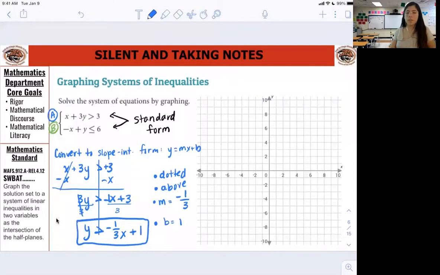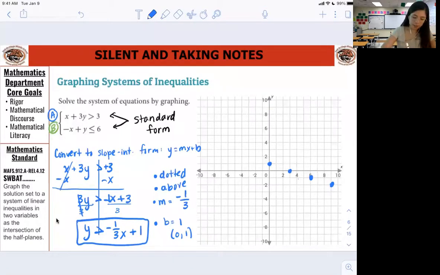Where am I putting my first dot? Positive 1. Specifically 0, comma 1, at my y-intercept. So I started there. Then my slope tells me where to go. So can anyone tell me where am I going next? Down 1 and 3 to the right. Right. Good. 1 down, 3 to the right, and I'll do it one more time. 1 down, 3 to the right.